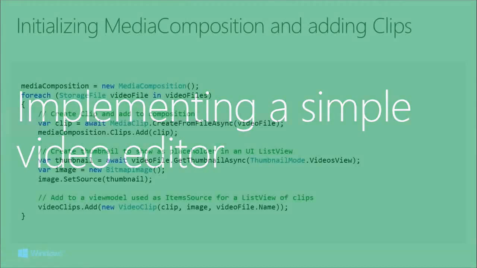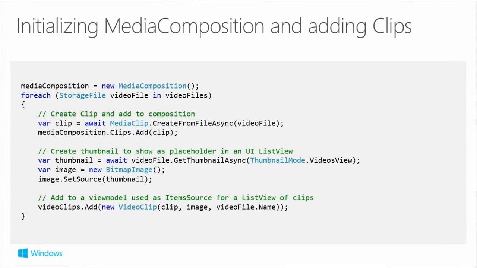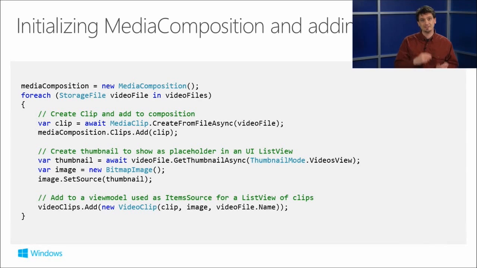To implement that simple video editor, we're going to see a lot more code here. We use the media composition API, and we can grab a bunch of video files at one time. We would use the file open picker in multi-select mode to grab those multiple media files. We'll create a clip from each one of those media files, and a thumbnail for each one of those clips. We can set that thumbnail to some UI source so that we can navigate between the different clips that we've created. Then we can add those video clips to a view model and use it to apply all of those images to some sort of list control, maybe a grid view, so that they're easy to navigate and easy to select.